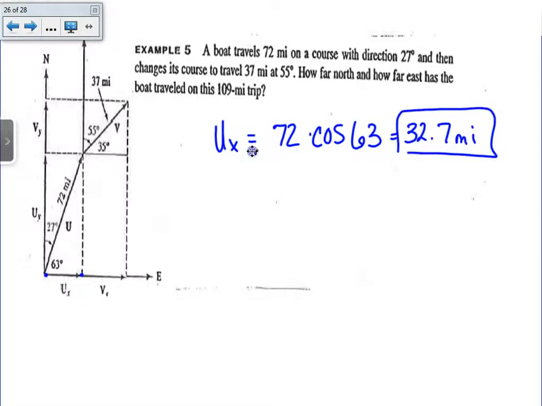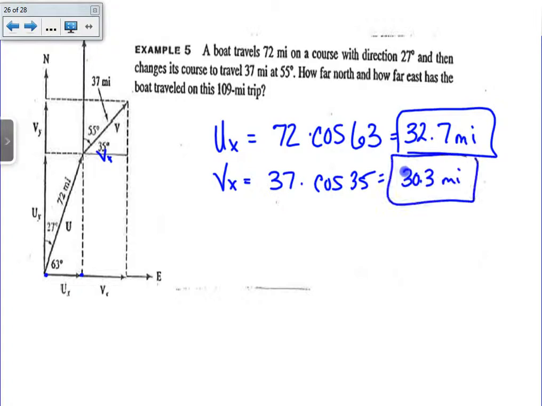And then we're also going to have to calculate v sub x, which is the same thing as up here. So v sub x is, his magnitude is 37, and then cosine, this time the angle for this new trip is 35 degrees. So 37 times cosine of 35 is 30.3 roughly. So my total east direction is 32.7 plus 30.3, which I know I should be able to add, but I can't anymore. So it comes out really close to 63 miles east.